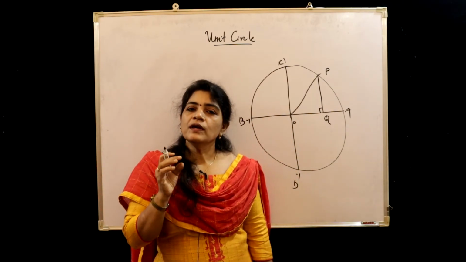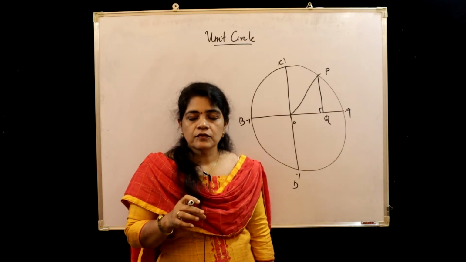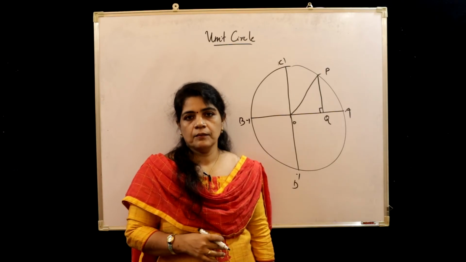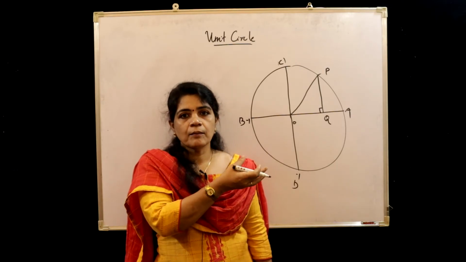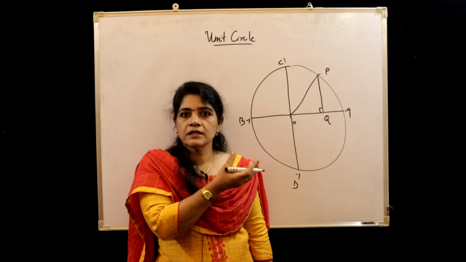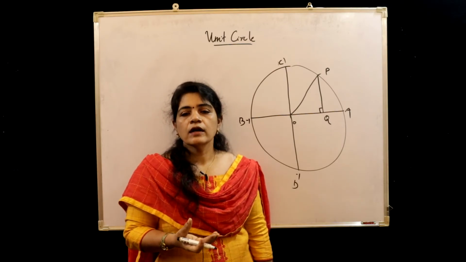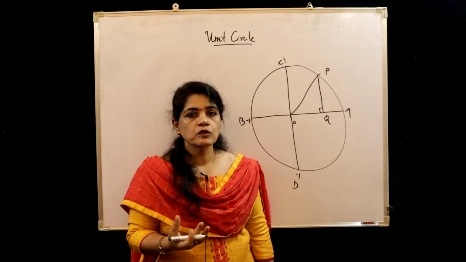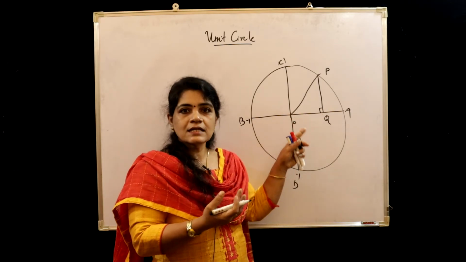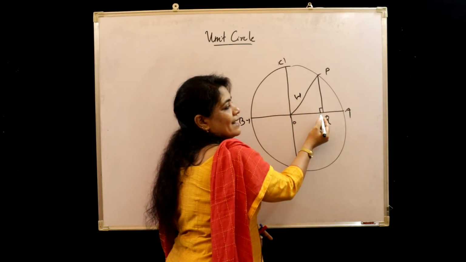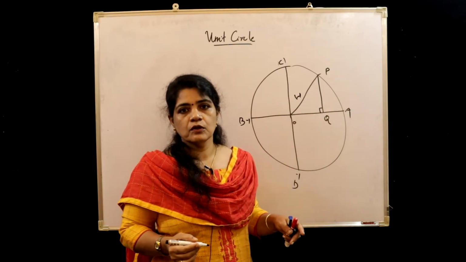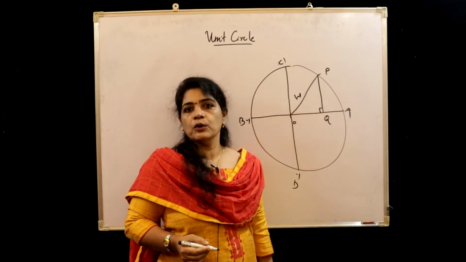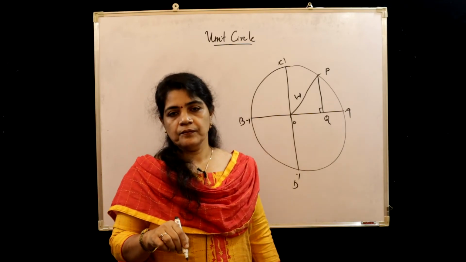Will you get the sides of this right triangle PQO using Pythagoras theorem? Of course, children, we can apply Pythagoras theorem. The only condition is that the triangle must be a right triangle. Now we have a right triangle. So I am asking you, will you get the other two sides, OP being the hypotenuse, the side opposite the 90 degree angle? Will you get the remaining two sides, OQ and PQ, using Pythagoras theorem?